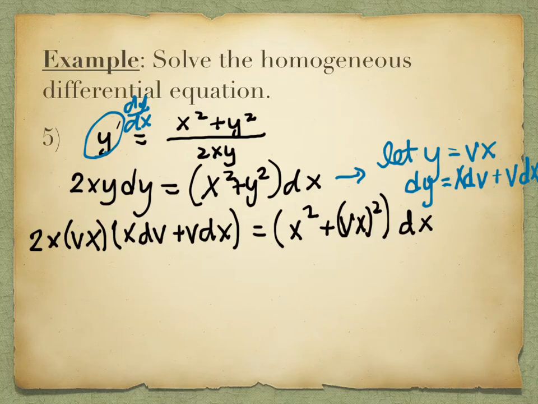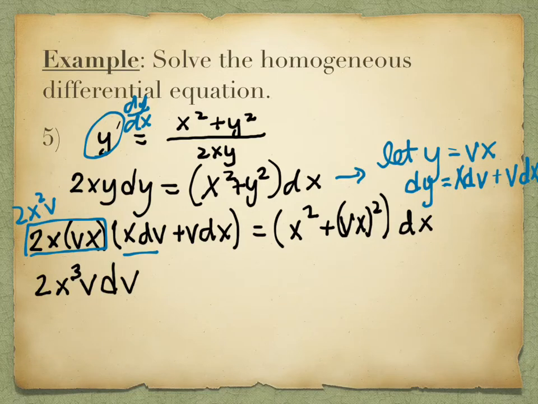Now, it doesn't really look like it yet, but it will as we continue to work with it, okay? So on the left-hand side, this piece right here is actually 2x squared v. Agreed? So I'm going to multiply 2x squared v through the next set of parentheses. So if I multiply it by x, I get 2 what? X cubed v dv. Now I need to multiply it by the second piece, the v dx. So I've got again a 2, and then what? So 2x squared v squared dx.